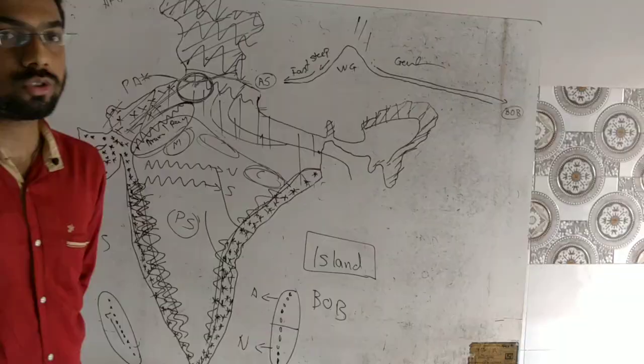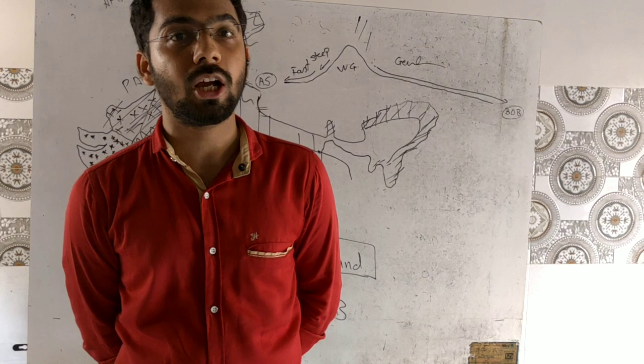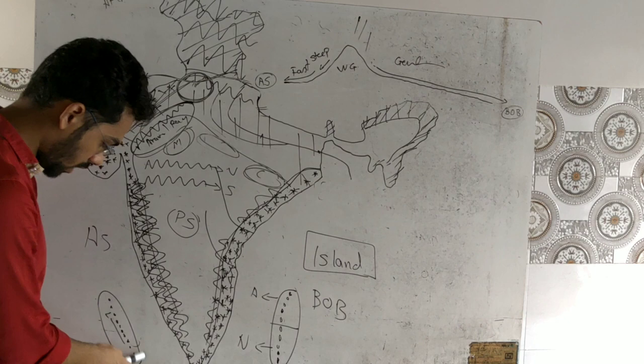So last part, we are going to see the island group. The island groups in India are divided into two parts, Arabian Sea and the Bay of Bengal. The islands in the Arabian Sea are known as Lakshadweep Island, and islands in the Bay of Bengal are known as Andaman Nicobar Island. Lakshadweep Island, where is it? The Lakshadweep Island is over here.